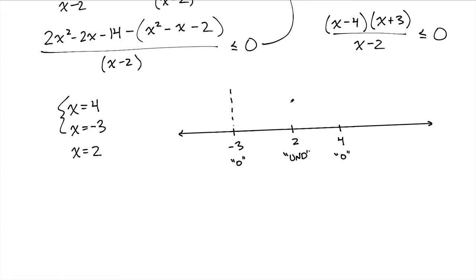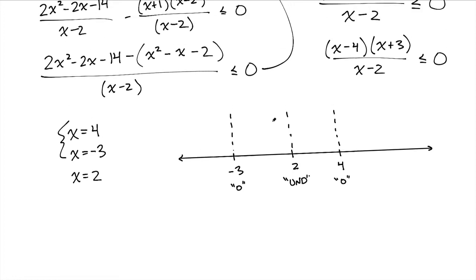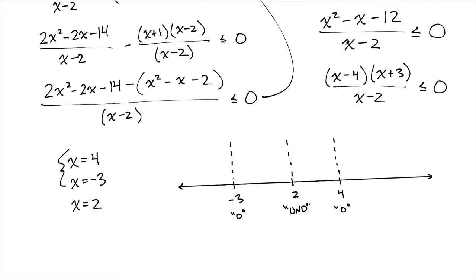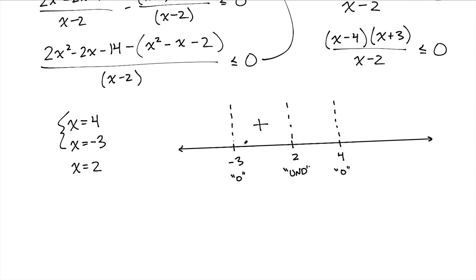Okay, now I need to check each of these intervals created by these points. I only need to really plug one number in. Let's go ahead and plug 0 in because it's an easy number to plug in. If I plug it in right here, my unfactored form, it's a little bit easier. I get negative 12 over negative 2, which is positive 6. So this is a positive on this entire interval.